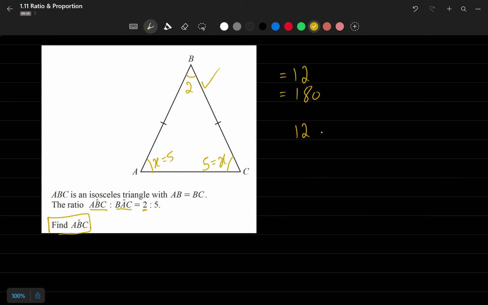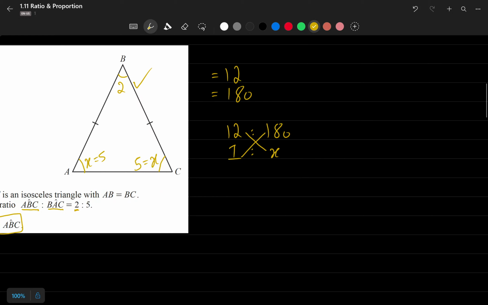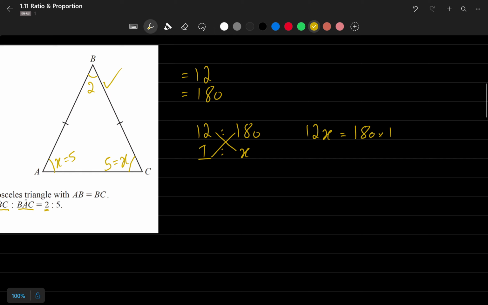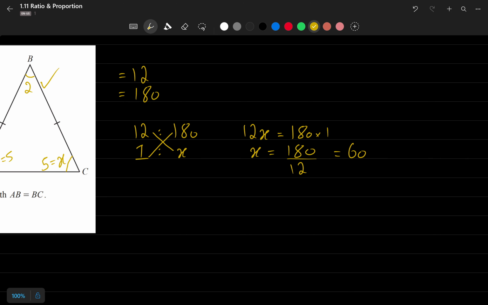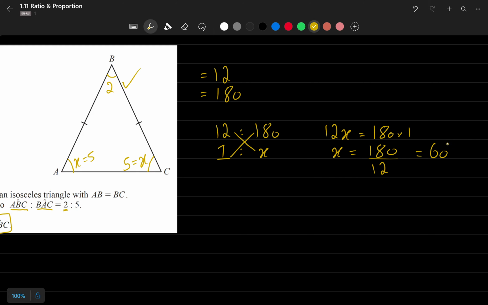So the total ratio has the total angle, and one ratio has how much of the angle. Let's suppose this is x. We just cross multiply 180 with 1 and equate it with 12 multiplied by x. So 12x is equal to 180 times 1. Now we just have to divide 180 by 12 to get x. So x is equal to 180 divided by 12, and we get 60. So ratio 1 holds a 60-degree angle.